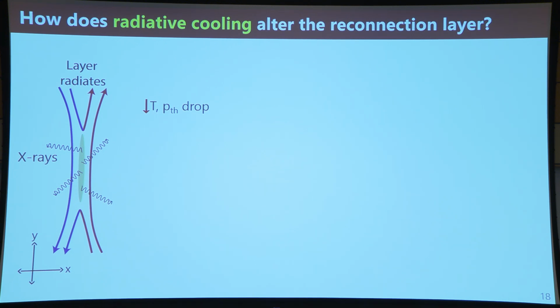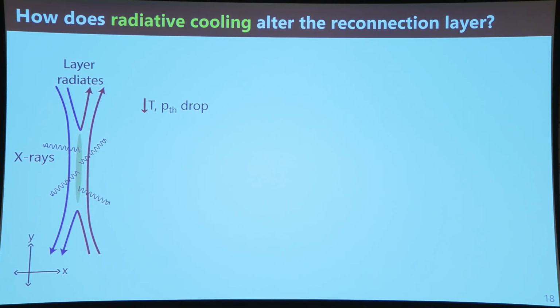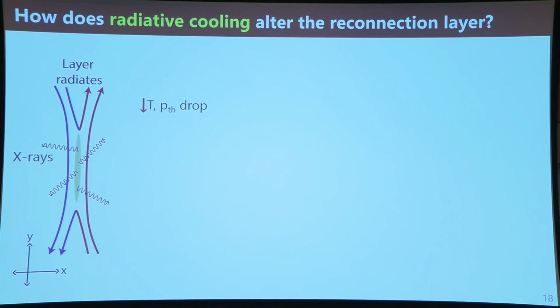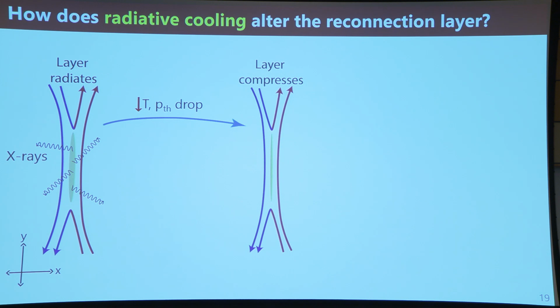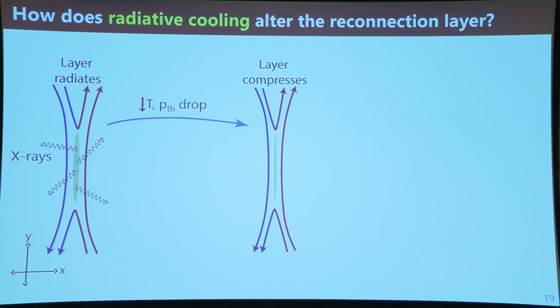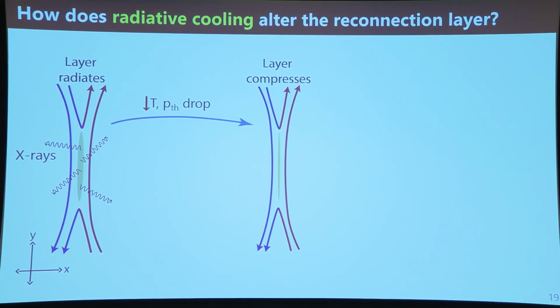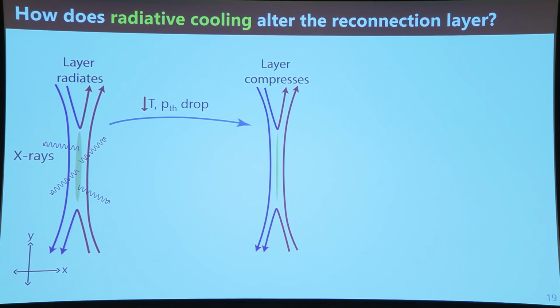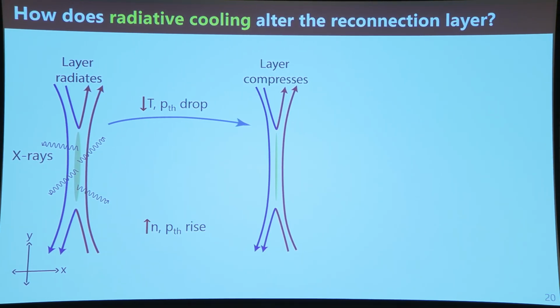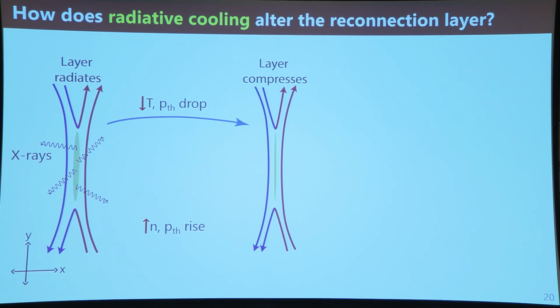This has the effect of, of course, decreasing the temperature of the plasma in the layer, and also lowering the thermal pressure. But we still have the constant flowing streams from the left and the right of the layer. And so if the thermal pressure of the layer is decreased, it allows those inflowing plasma streams to further compress the layer, thereby increasing the density.